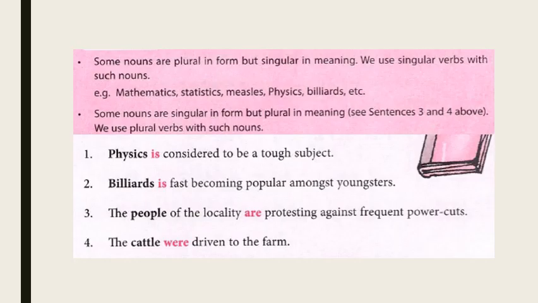Coming to the next one, some nouns are plural in form. That means they appear as if they are plural, but they are singular in meaning.